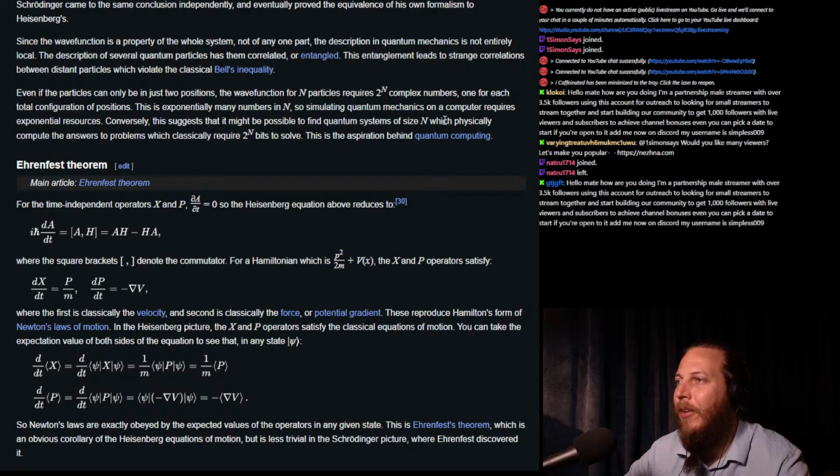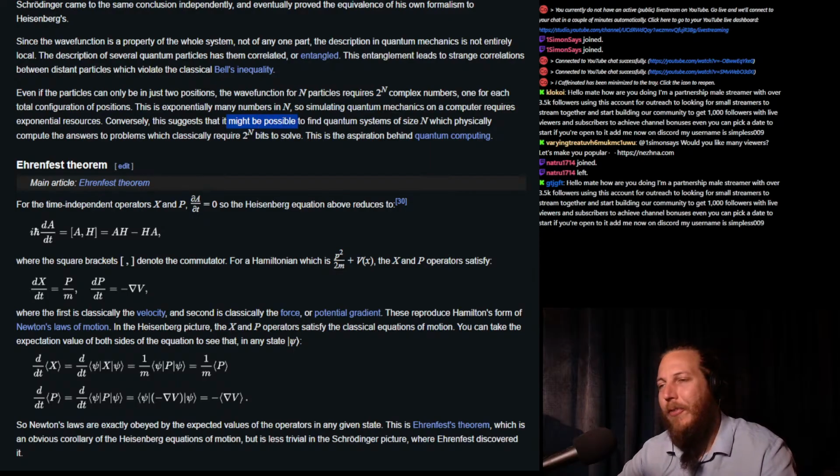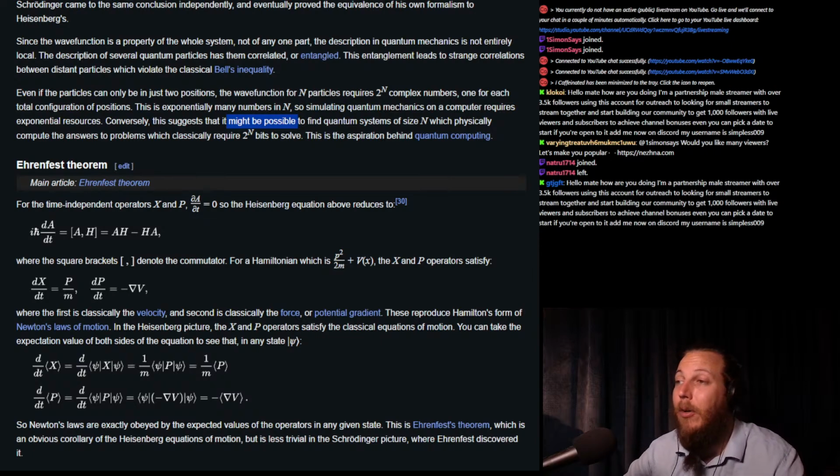$55 billion on something that might be possible. We don't even know. We have no idea. We're just like, well, it might be possible, so let's give it a go.